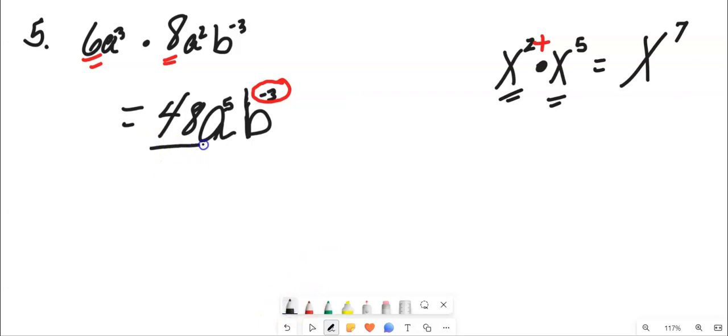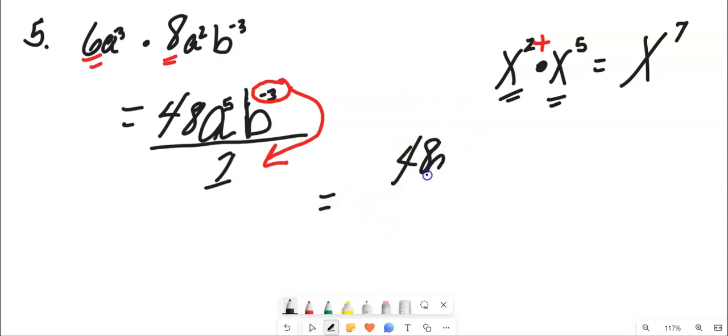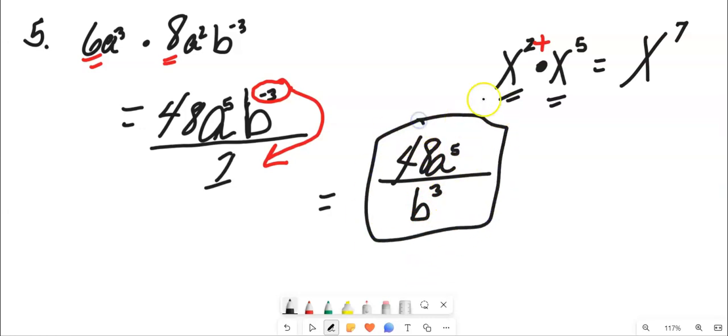So just remember, this is really over 1, so that way we understand where to shift that negative number. So the final answer here would be 48, a to the 5th power. We're doing nothing with that, but we're moving b to the 3rd power down in our denominator. And this would be our final answer. This now is expressed without any negative exponents.